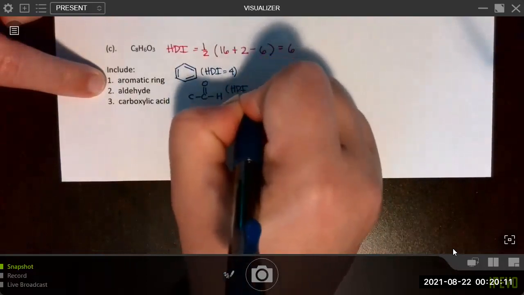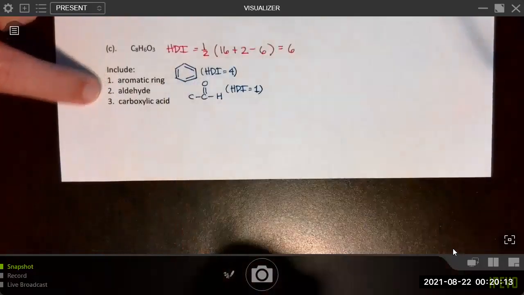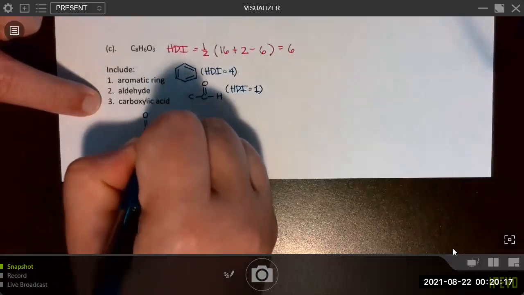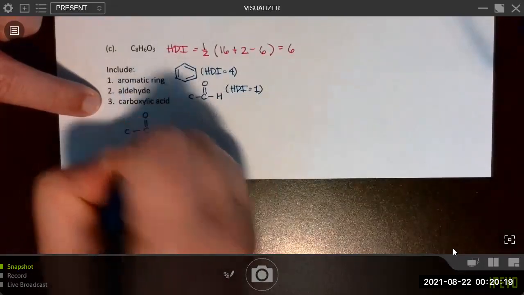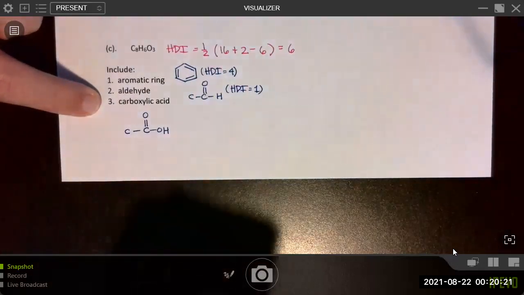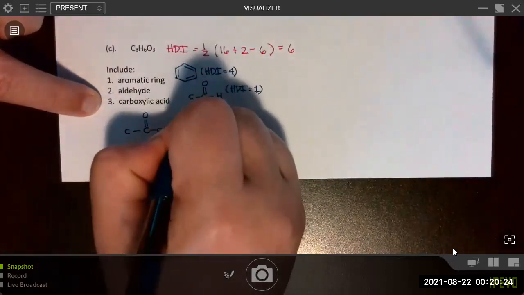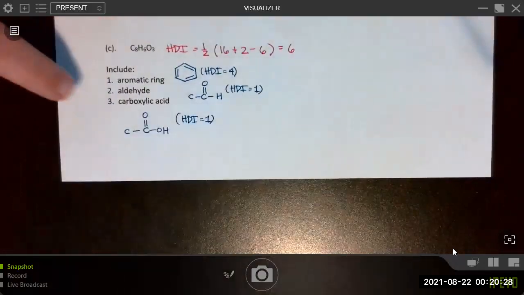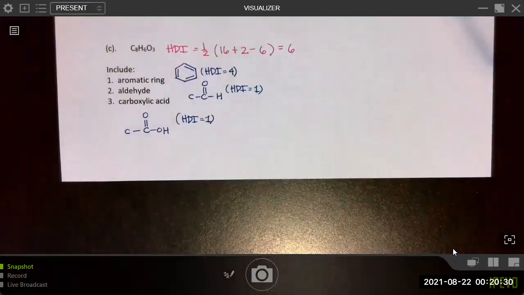This is the pi bond. Okay, and then the carboxylic acid is the carbon, the carbonyl, OH on one side and a carbon on the other side. So this is also an HDI of 1. So it makes sense then, if we have all 3 of these functional groups, that we have an HDI of 6. Okay, so let's start drawing our structure.